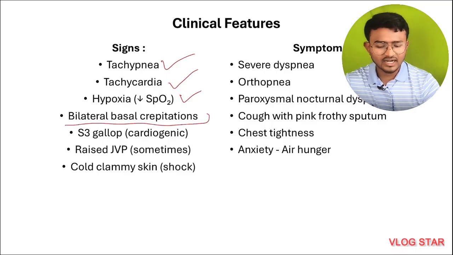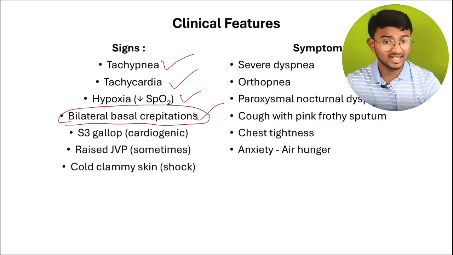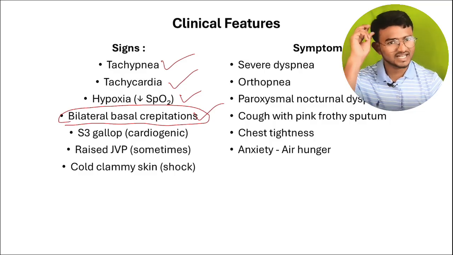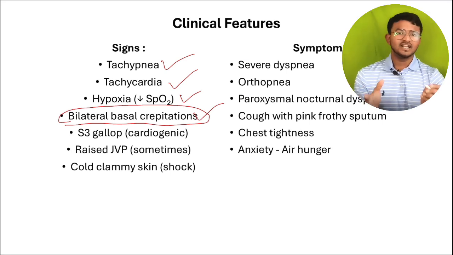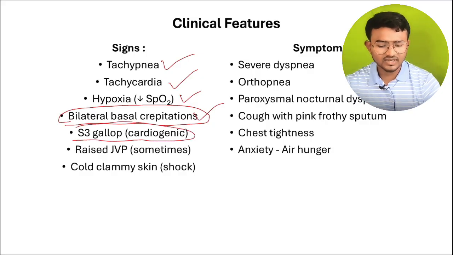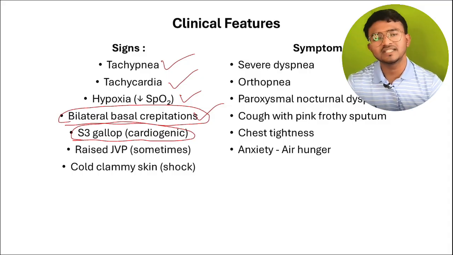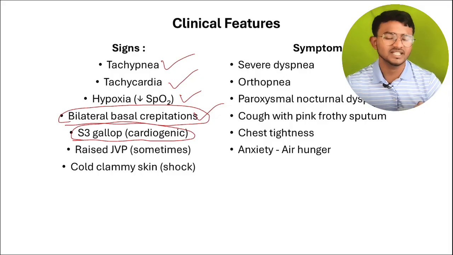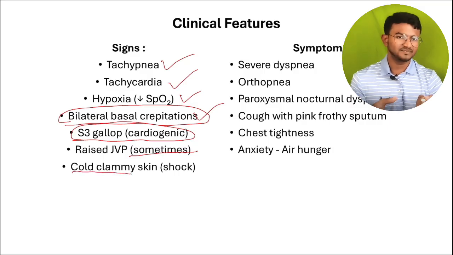If the patient comes with cardiogenic pulmonary edema, you can see bilateral basal crepitations. Crepitations means this type of sound, like when you move your hair between your fingers, you get some crepitation sounds. You get that type of sound in auscultation. Next, in cardiogenic cases we can see an S3 gallop sound. Next, in fluid overload patients, you can see the jugular venous pressure increases. And sometimes if the patient is in shock, the patient will get cold clammy skin.